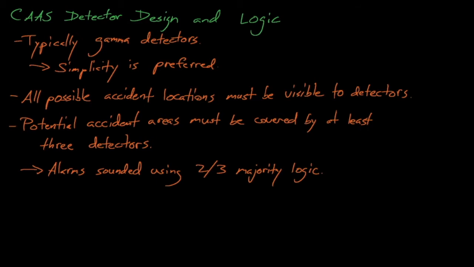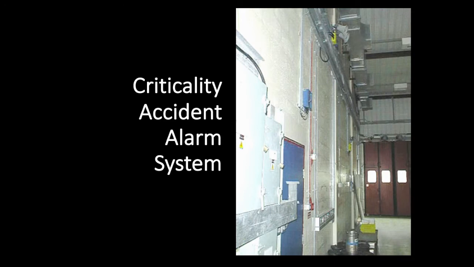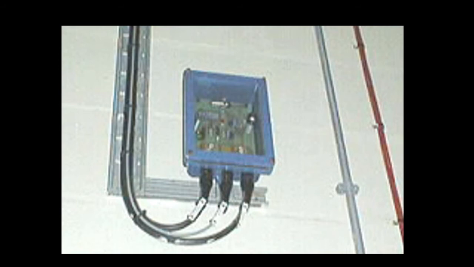In fact, if you look closely at this picture of a real-life CAAS detector, you'll notice that it contains 3 separate radiation detectors. If only one detector sees a radiation spike, then it's possible that that detector could be malfunctioning, and we don't want one malfunctioning detector to send the operations grinding to a halt.